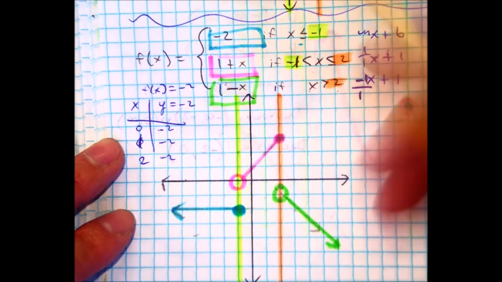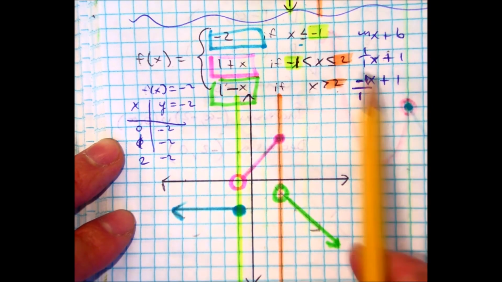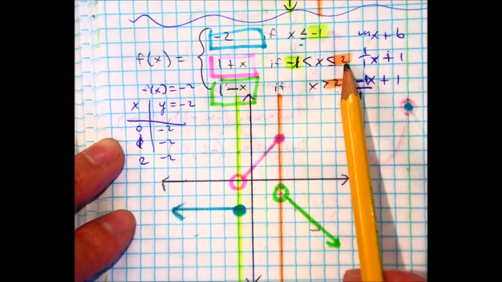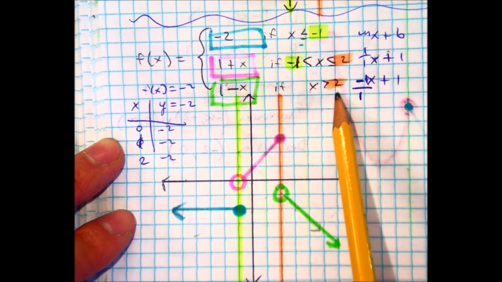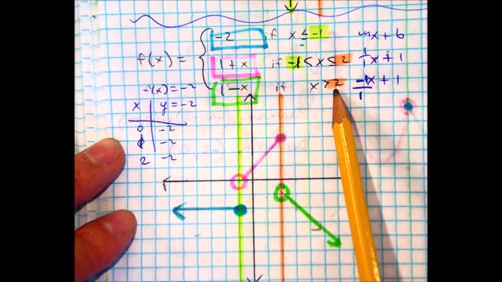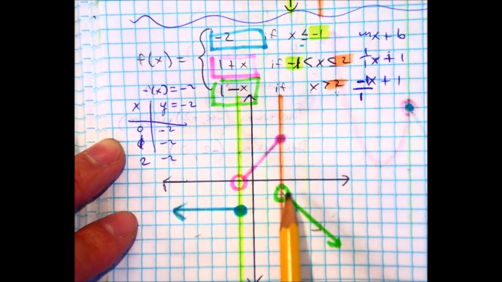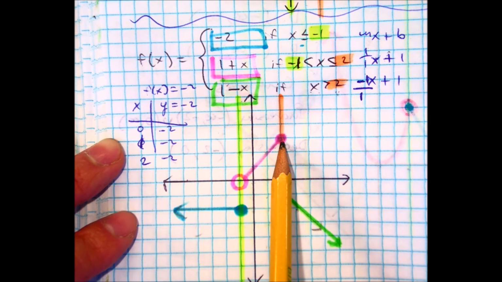Okay? Now, let's just say you picked 2 itself. Look what happens at 2. Can I pick this one? Is 2 greater than 2, class? No. That's why it's an open circle. It's telling you it's undefined. Don't pick this function, pick this function.